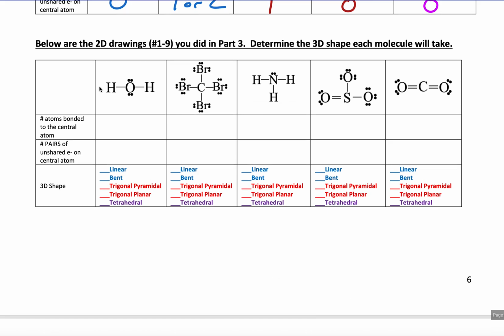Okay, so let's look at some 2D drawings. These are the drawings that you did earlier in part 3. They just happen to be typed up right now, so they might look a little neater than what you did on paper, but they should be very, very similar.